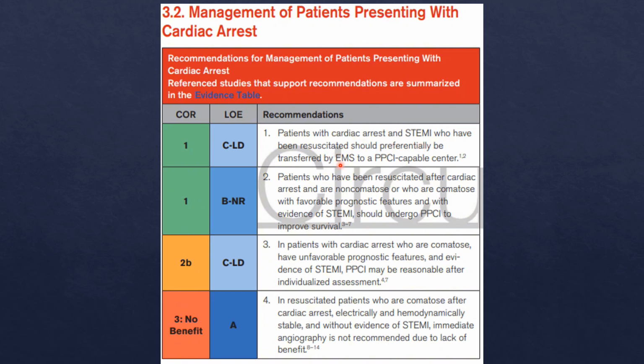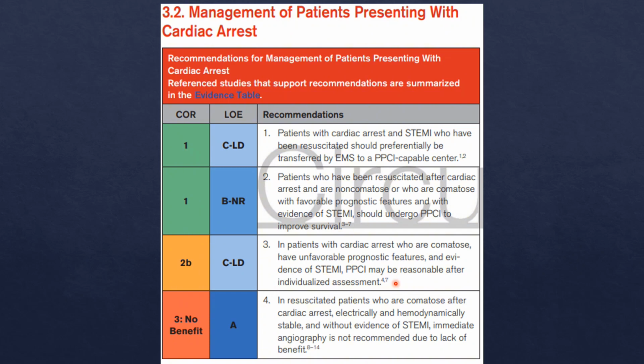Or if the patient has been resuscitated after cardiac arrest in STEMI and is non-comatose, or is comatose with favorable prognostic features, they should also undergo primary PCI as it improves survival. It has a class 1 recommendation. Coming to those patients who had STEMI and cardiac arrest but are comatose with unfavorable prognostic features, they may also be considered for primary PCI based on individual assessment, and it has a class 2B recommendation.